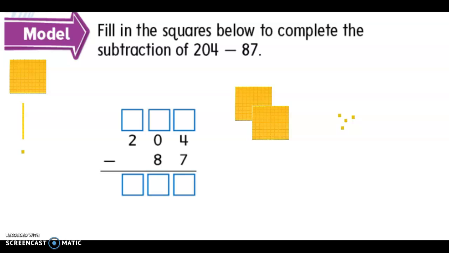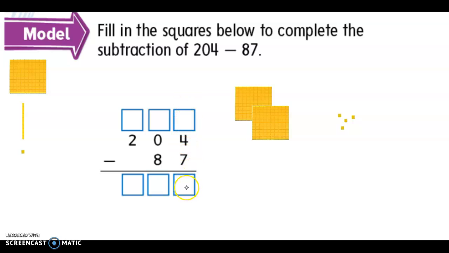I went ahead and built the number 204 right here to help you visualize that number. So 204 is made up of two hundreds, so we have 200 blocks, a 0 in the tens place, so that means there are no tens in this number, and 4 ones. So we're starting with the number 204, and it wants us to take away 87.